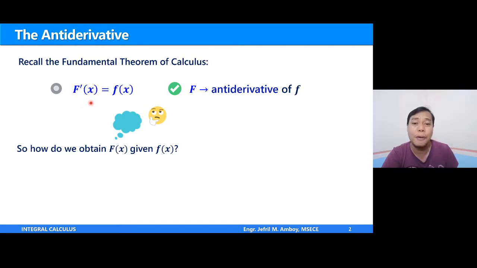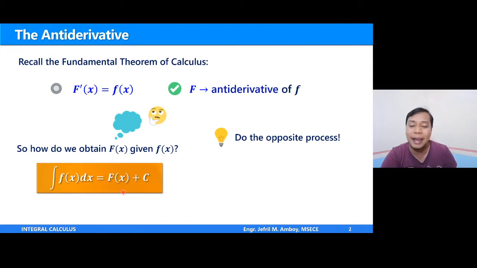You have to do the opposite process. And what is the opposite process of differentiation? Yung pag-integrate. That is why, if we are given the small letter f of x, we have to integrate this small letter f of x to get capital letter F. And that capital letter F is what we call the antiderivative of small letter f.